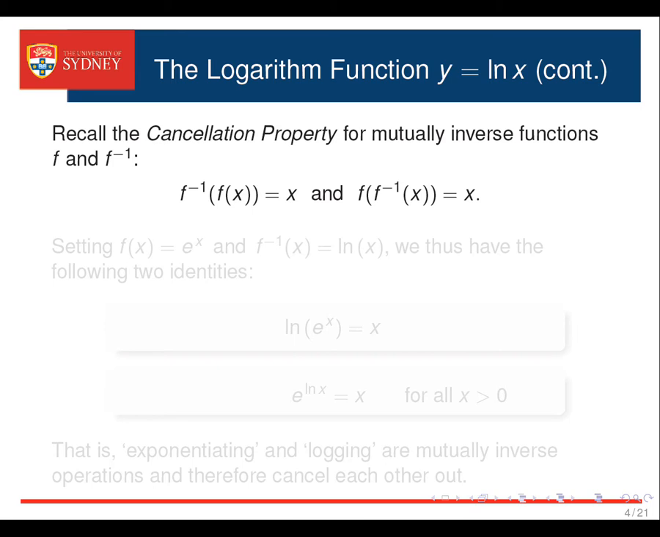Recall the cancellation property for mutually inverse functions, which states that the application of a function and its inverse, in any order, results in the original input being recovered. In other words, f and f inverse effectively cancel each other out. You may recall that the example we used at the time to motivate inverse functions were the doubling and halving functions.